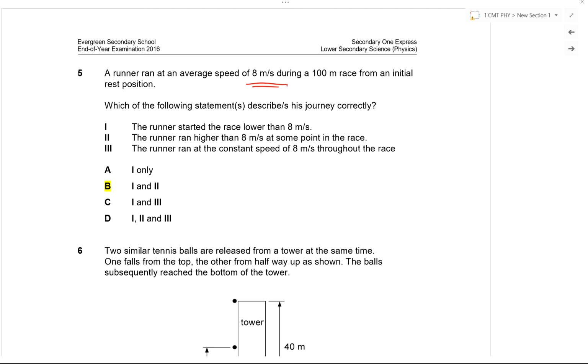That is correct. Next, he ran higher than 8 meters per second at some point in the race. That is correct also. And the third one, he ran at a constant speed of 8 meters per second. That cannot be. Okay? Because it says throughout. So this one is wrong. Therefore, answer is 1 and 2 only. If there are any questions that you have, you must stop me and ask. Otherwise, I'll just keep moving on.